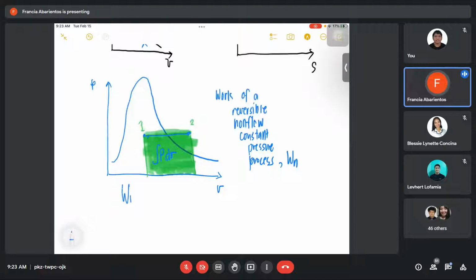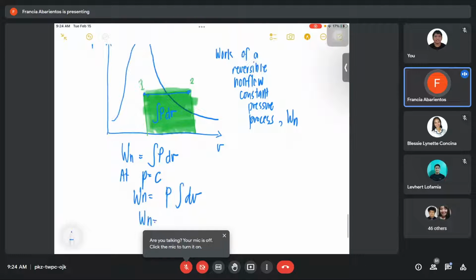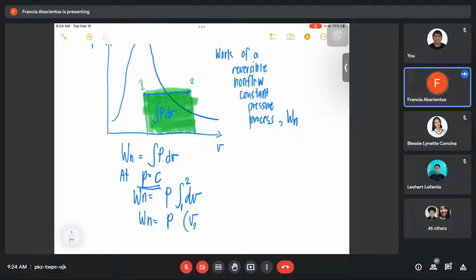the integral of P dV. Di ba, class, pag nagkukuha tayo ng strip, in your integral calculus, pag kumuha ka dyan ng isang strip, okay? So, if the pressure is constant, automatically lalabas mo siya sa integral. So, we have now the formula for the work of the non-flow at a constant pressure: pressure times V2 minus V1. Okay? This is now your work of the non-flow in a constant pressure.